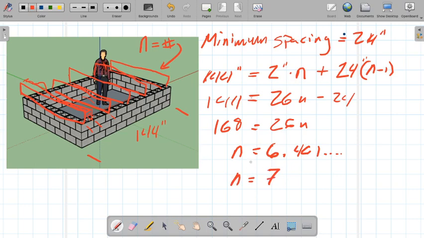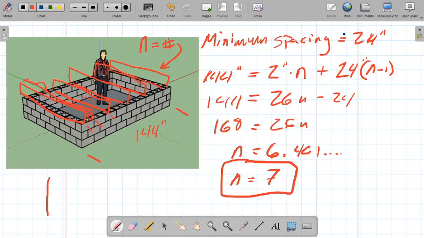So 7 is going to be the total number of floor joists I need to use in this building design in order to meet that minimum spacing requirement. Now what that means is my minimum spacing is actually going to be a little bit less than 24 inches, but by using 7 joists, it's going to make sure I've got enough. So maybe the next question we need to ask is, how much space do I need between these floor joists?